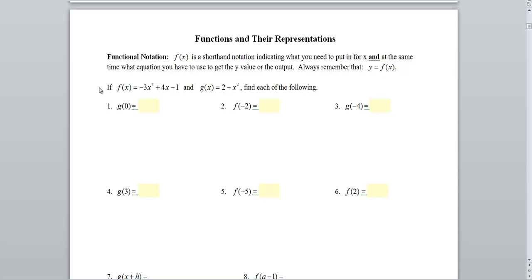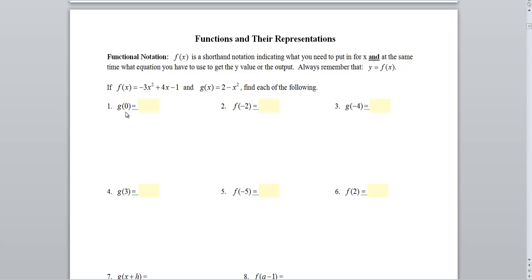So starting off, I have f of x is equal to negative 3x squared plus 4x minus 1, and another function, g of x equals 2 minus x squared. And I need to find each of the following. So in my first problem, they want me to go to g. I call this the function name. So you have to go to the correct function, and when you get there, I need to go to g, they want me to put 0 in for x.